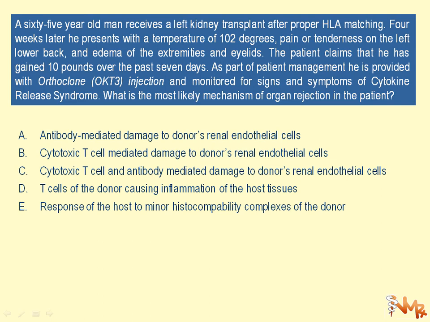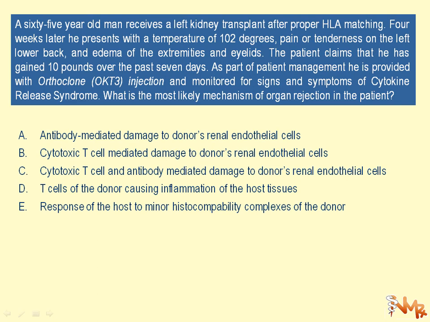What is the most likely mechanism of organ rejection in the patient? A. Antibody-mediated damage to donors' renal endothelial cells. B. Cytotoxic T-cell mediated damage to donors' renal endothelial cells. C. Cytotoxic T-cell and antibody-mediated damage to donors' renal endothelial cells. D. D cells of the donor causing inflammation of the host tissues. That one to begin with sounds stupid. And option E, response of the host to minor histocompatibility complexes of the donor.